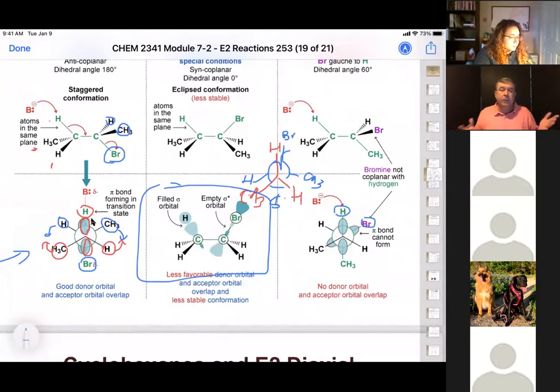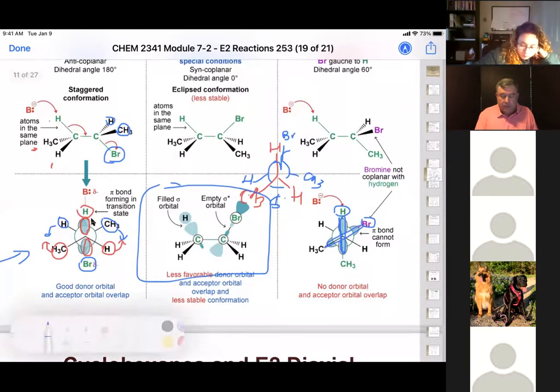Okay, so it's gauche. The bromine is gauche to the hydrogen. Again, we cannot form that pi bond. We need those orbitals to be aligned. The new pi bond forming would be in this axis, and the new pi bond forming where the bromine's leaving is going to be on the other axis. Notice these aren't lining up with each other. Because they're not lining up, they're not going to form a double bond in that configuration.